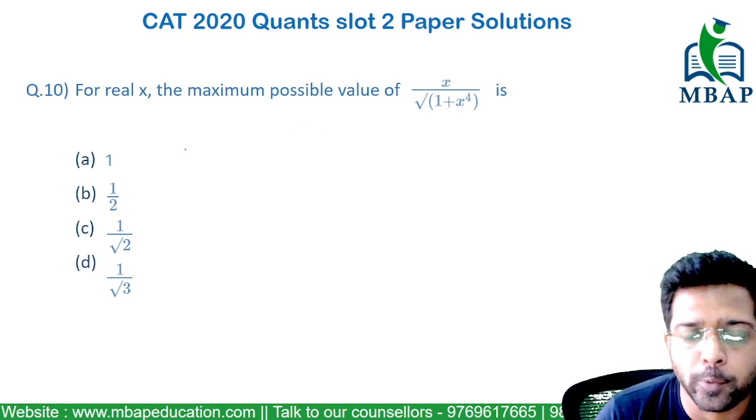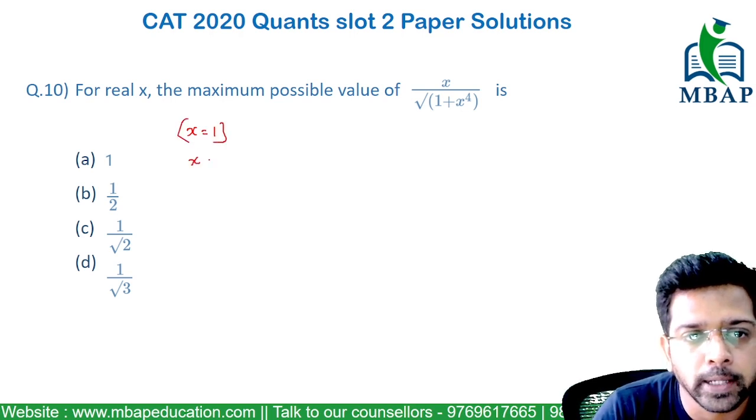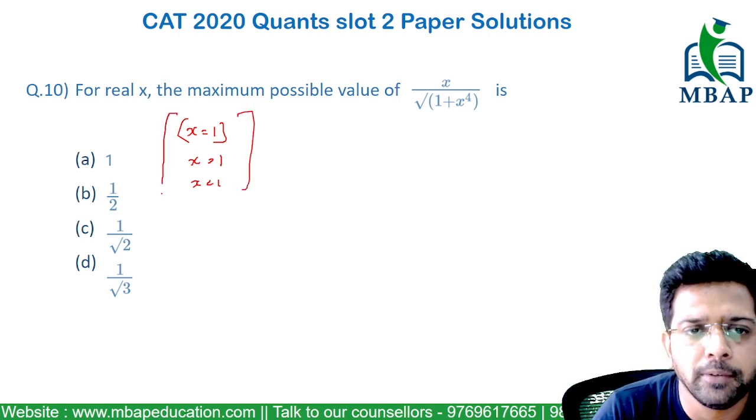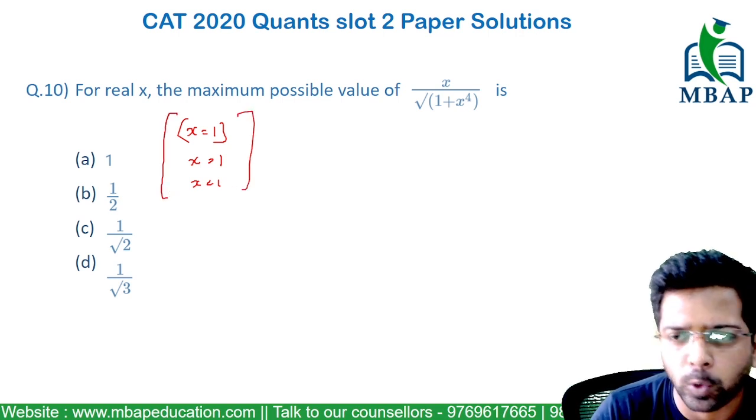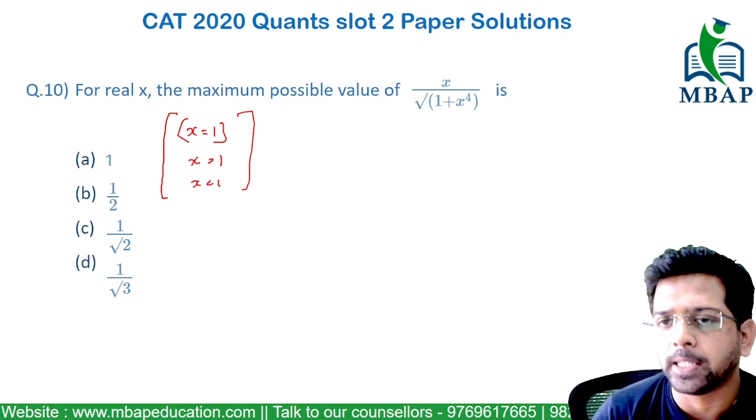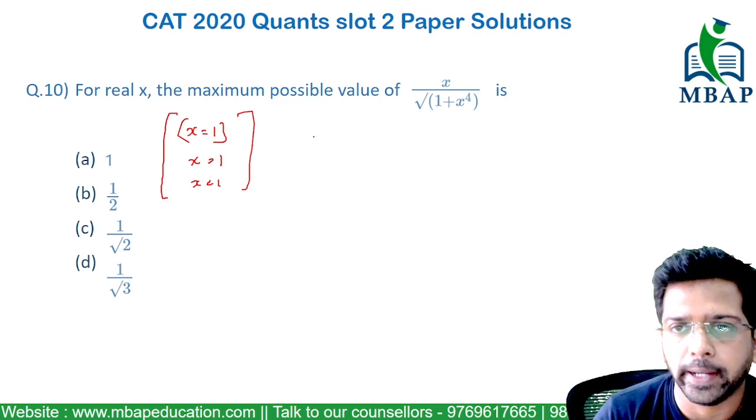Okay. I'm going to put three simple assumptions. I can put x to be equal to 1. I can put x to be more than 1, x to be less than 1. And then you possibly will see where you see the maximum value coming up. Accordingly, you can possibly see the range of values which can be considered for x.